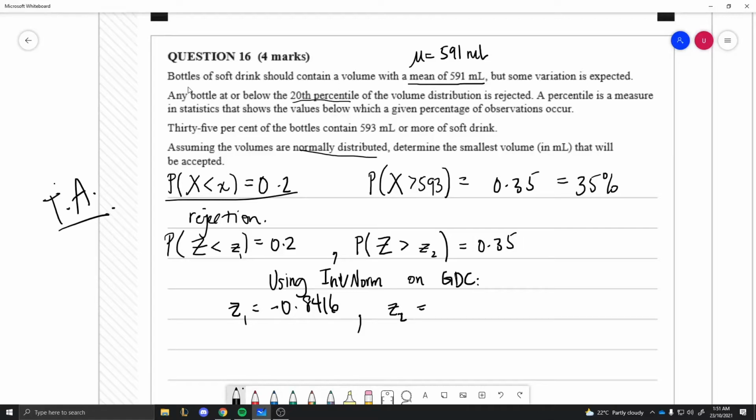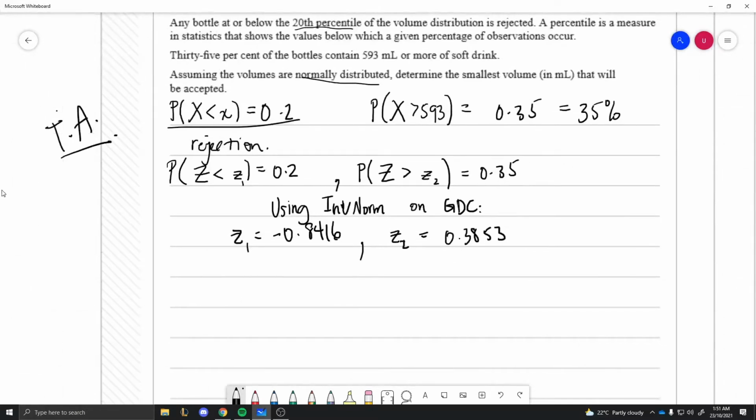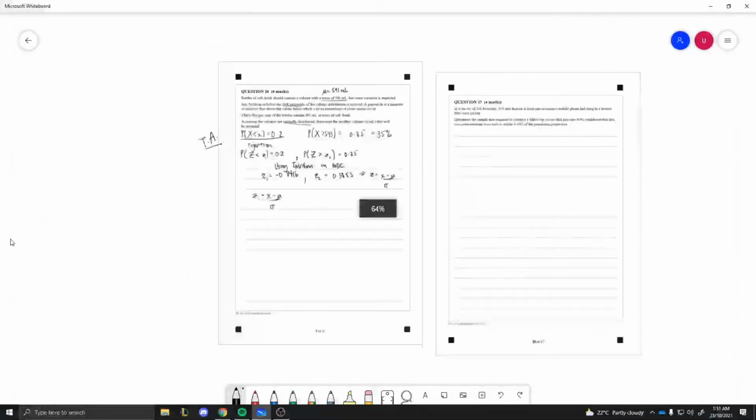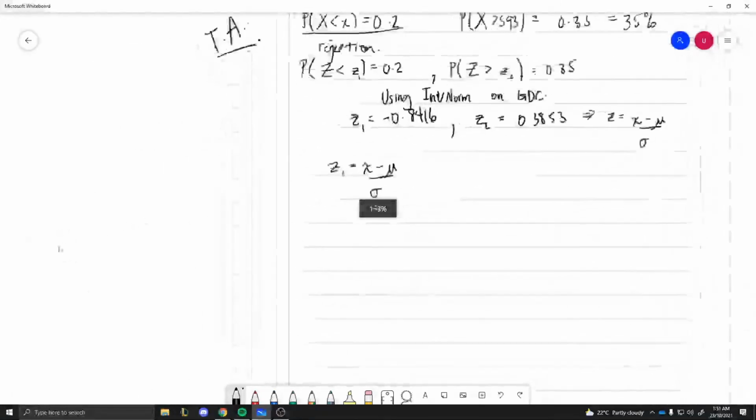is going to be positive 0.3853. So these are both the z values. And you need to remember that z is equal to x minus mu over sigma. So if we go into here, we can go z1 equals x minus mu over sigma. And I'll zoom back in here.